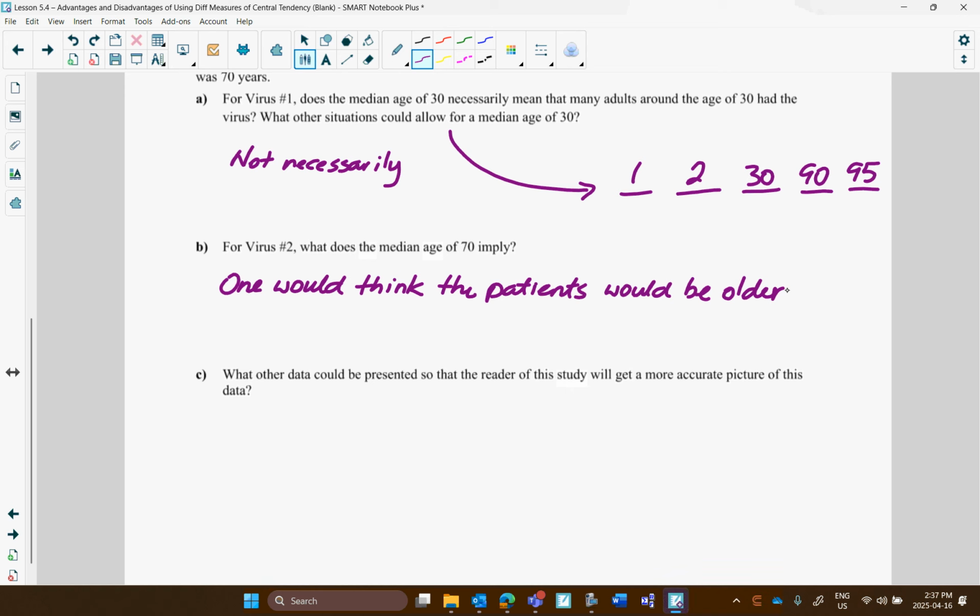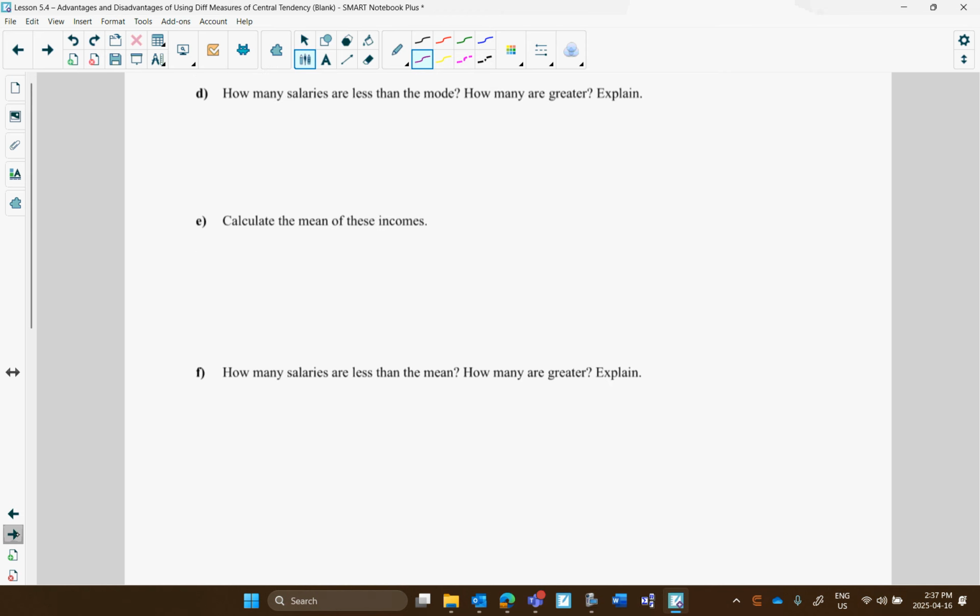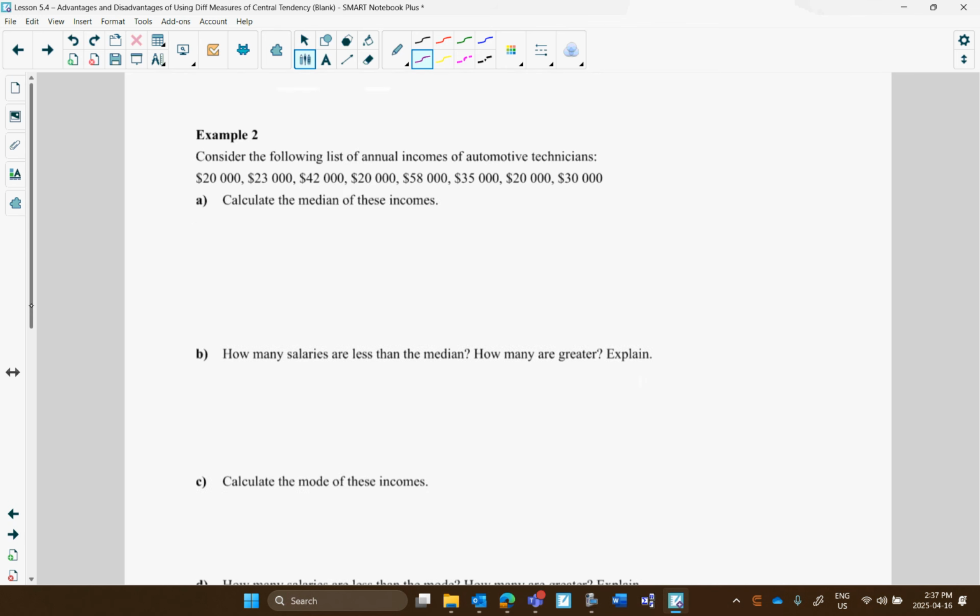What other information could we present? Oh, we found the median. What else could we find? Mean, and even though it's not the greatest use, mode. So hopefully you're getting the idea that it really depends on the data what we're going to be working with. So here's some data.